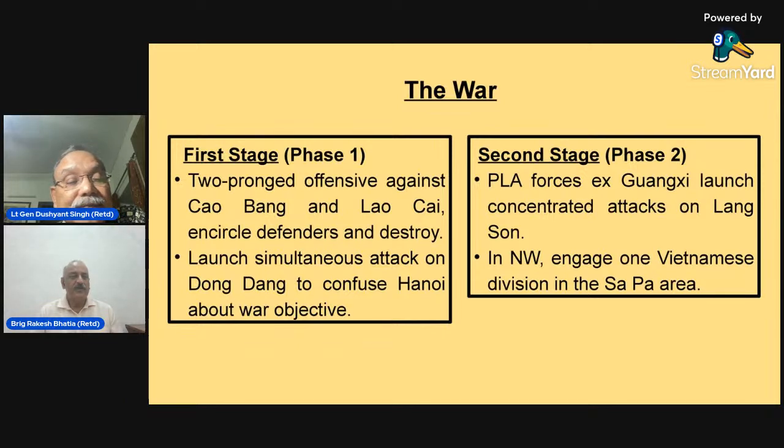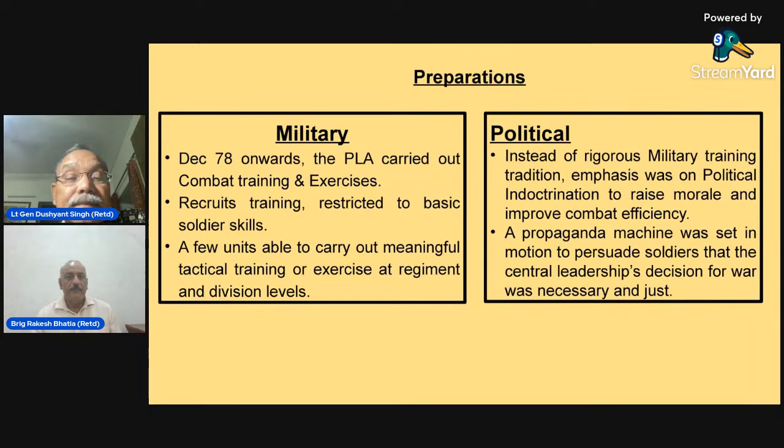Actually, it was during the US attack on Iraq and before that Kosovo that the Chinese got a serious jolt about where warfare has gone, and then they have carried out these changes.